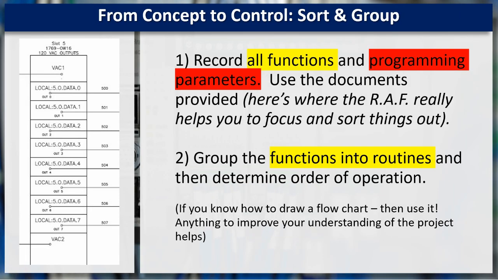Okay, so we have already covered a lot of ground, and there's a lot of things floating around that we're trying to quantify and sort out. So now this is where the rubber starts to meet the road. We're going to go from concept to control. The first thing we're going to do is sort and group. So number one, record all the functions and programming parameters. Use the documents provided. Here's where the RAF really helps you to focus and sort things out.